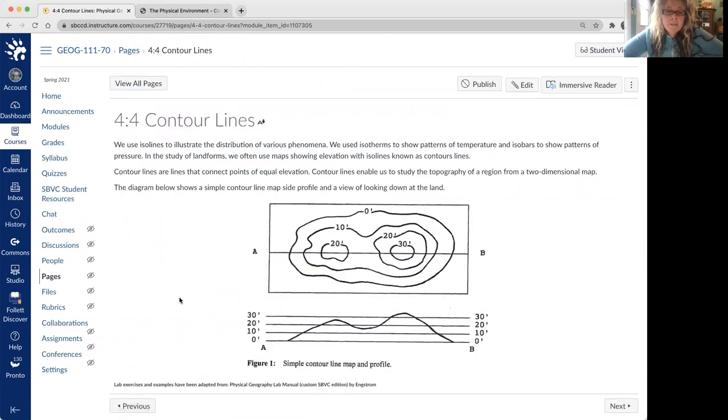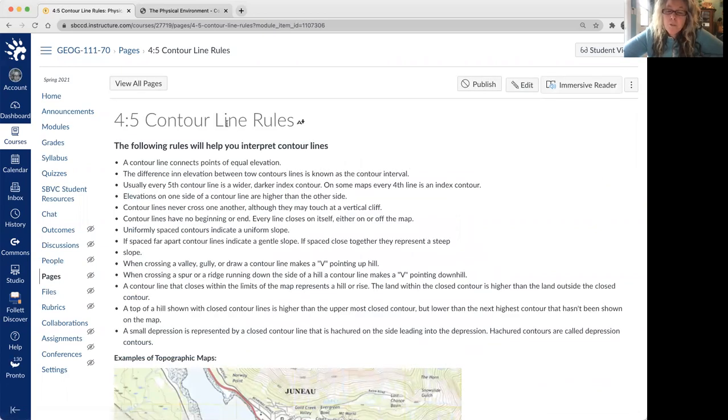Okay, now here are two different pictures. This is the side profile, as if we're looking at it standing next to it. This is as if we're looking down at it. So again, these are the same elevations, 0, 10, 20, 30, 0, 10, 20, 30. And remember the closed circles indicate the top of a hill. So we have two little hills here, two little points of higher elevation. Make sure you read all the important information. Contour line rules.